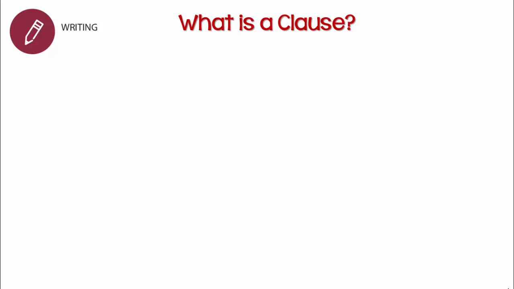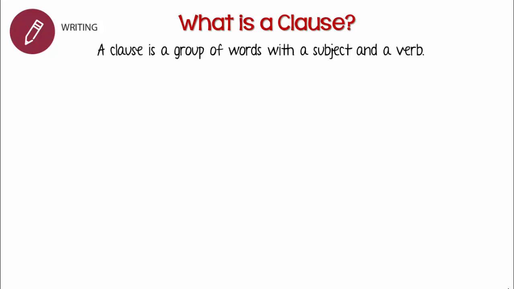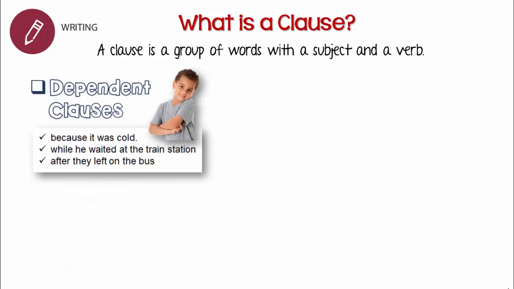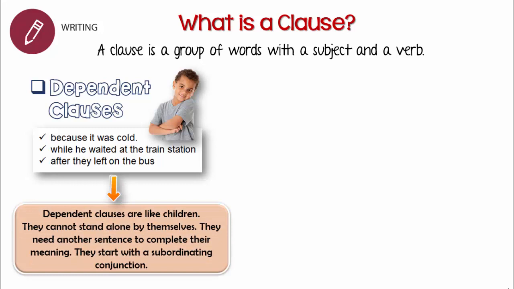But what is a clause? A clause is a group of words with a subject and a verb. Dependent clauses, for example, because it was cold, while he waited at the train station, after they left on the bus, are like children. They cannot stand alone by themselves. They need another sentence to complete their meaning. They start with a subordinating conjunction. If we use them alone, they become sentence fragments.